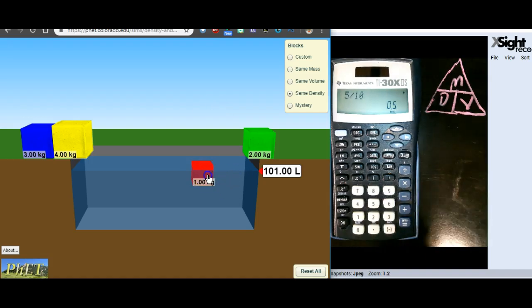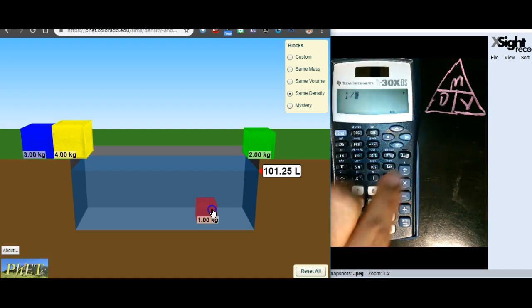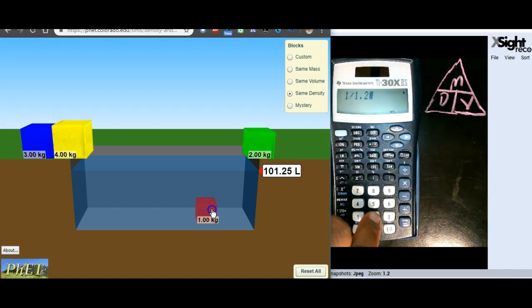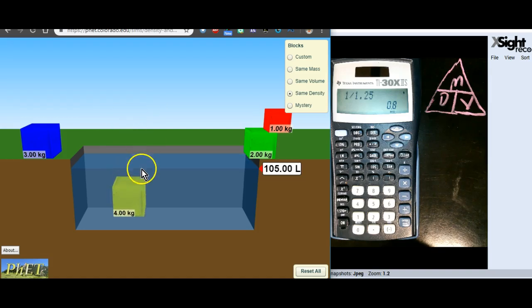Oh, it takes up 1 ml. Wrong. If it floats, you've got to drag it to the bottom. And I think this is where people mess up. The volume is 1.25 milliliters. So in this case, you take 1 gram divided by 1.25, and it gives you a density of 0.8. All of these are going to have a density of 0.8. So all of these are going to float.